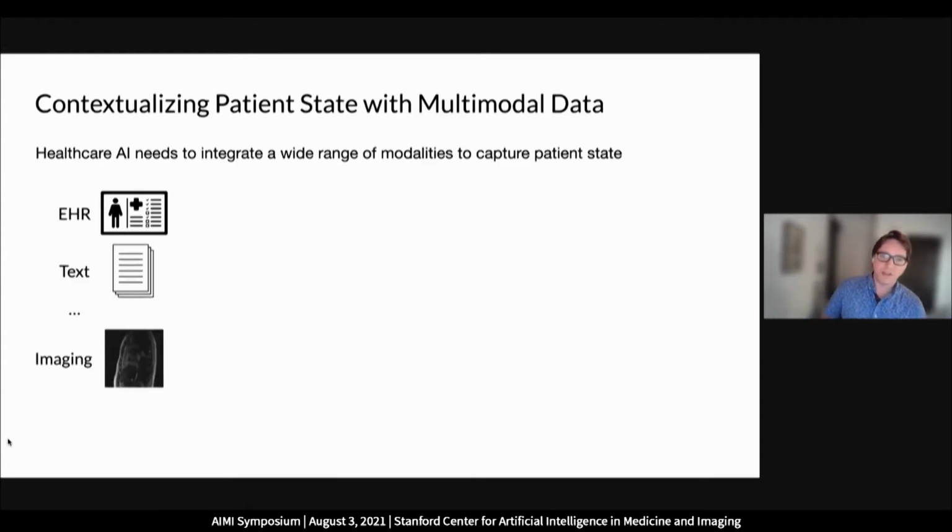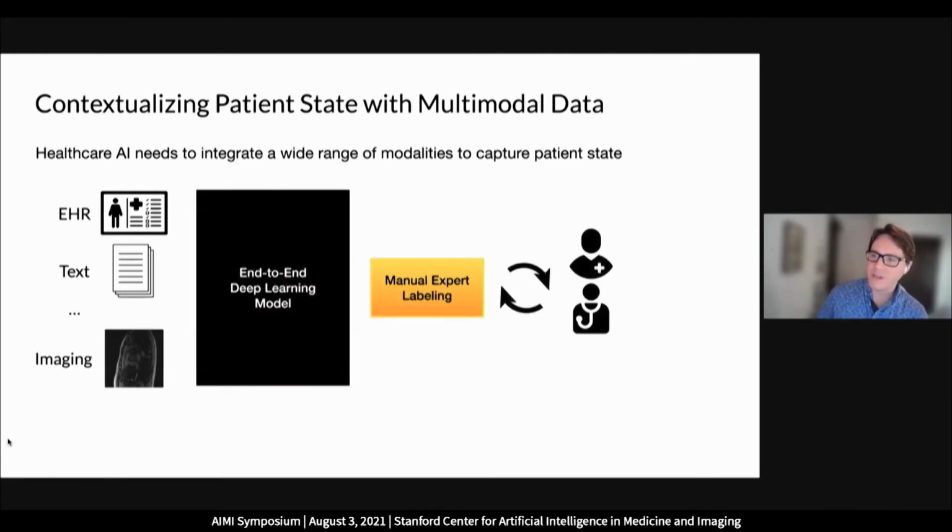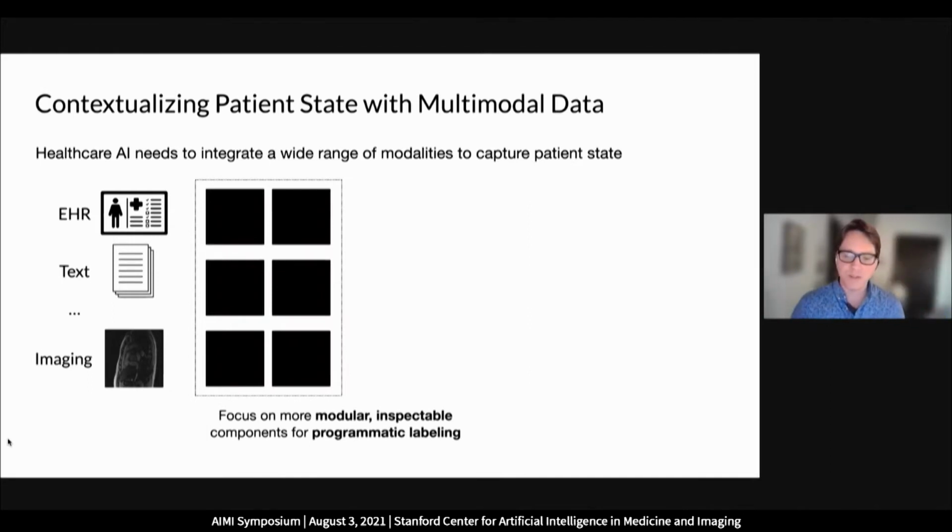And so what we see more generally is that we really want to get to a point where we can contextualize patient state with multimodal data, and then integrate a wide range of very diverse signals. The current paradigm of an end-to-end model with some degree of manual curation and expert labeling isn't very scalable and is counter to this vision of models that can live and change and adapt to healthcare situations. What weak supervision and programmatic labeling argues is that we should think about how we can decompose the process of labeling into more modular and inspectable pieces that enable us to build a process by which labels are arrived at from various conflicting and heterogeneous signals.